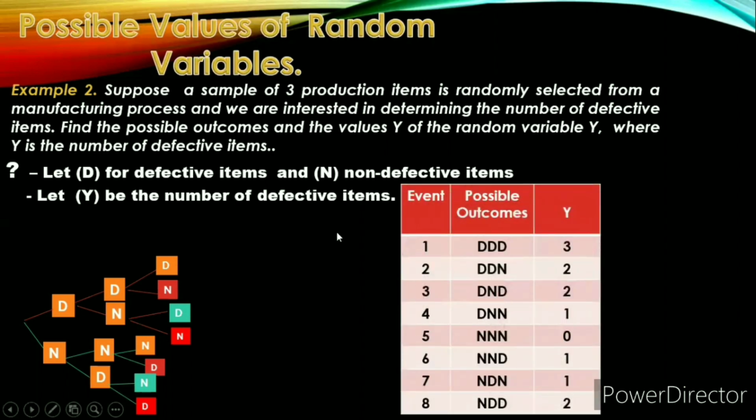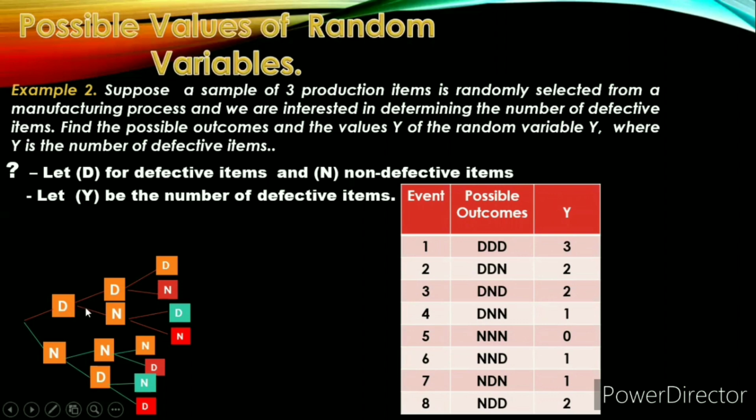Then, how are we going to find the random variable? Since we have 3 production items, we can assume that there are 8 events. It's because we have base of 2 here, D and N, so dalawang event, and we have 3. Therefore, 2 raised to the power of 3, that is 2 times 2 times 2, is 8 possible events. So how are we going to find out the possible value outcomes?